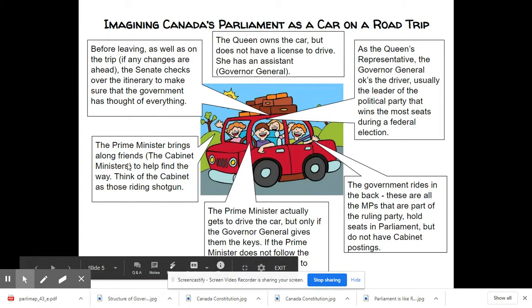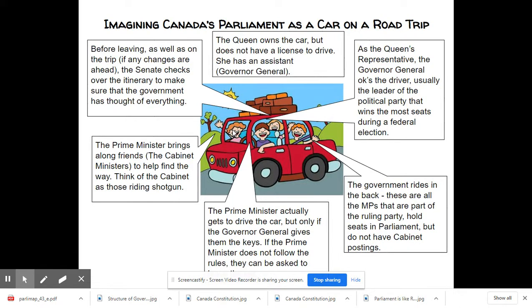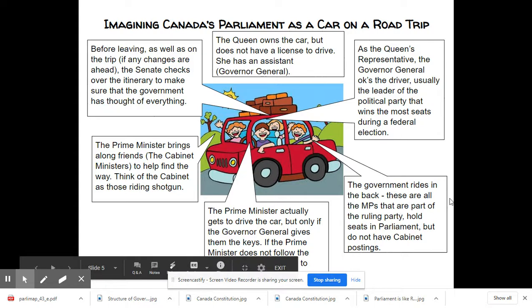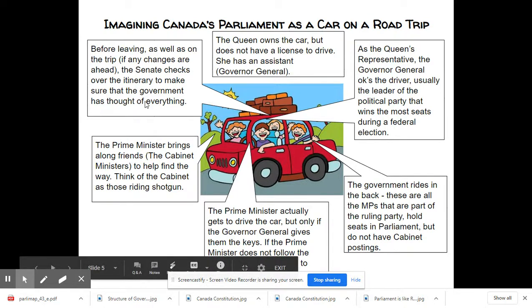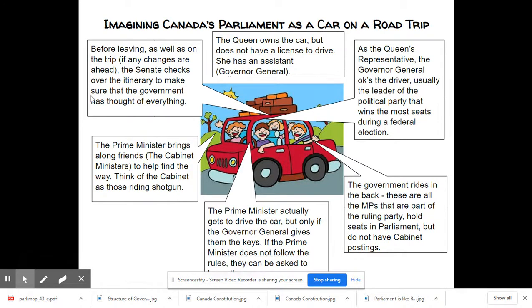The Prime Minister also brings along friends. Those are cabinet ministers. So they ride shotgun because they're pretty important and they help find a way. Government rides in the back. These are all of the MPs that are part of the ruling party. They hold seats in Parliament, but they don't have cabinet postings. Before leaving, as well as on the trip, if there are changes ahead, the Senate checks out the itinerary to make sure that the government has thought of everything.